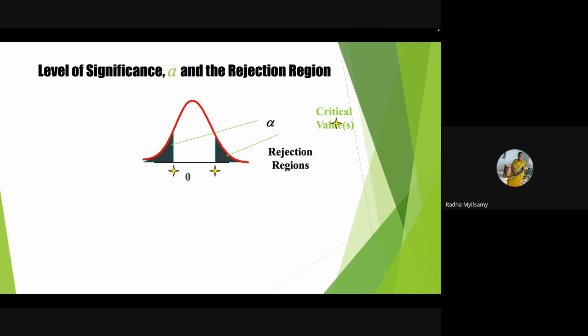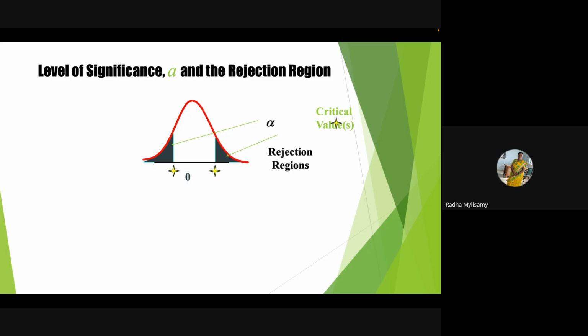Based on the confidence level, or the alpha level, we fix our acceptance and rejection regions. Suppose we take our alpha level as 5%. The black dotted portions are our alpha areas. If the alpha is divided into two equal parts on both sides of this normal curve, which is a bell-shaped curve, it is a two-sided test.